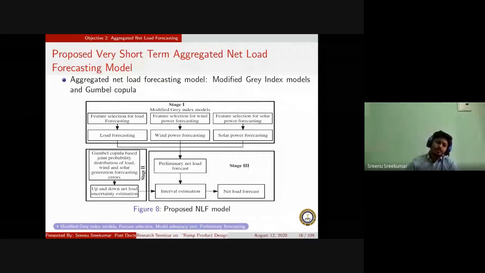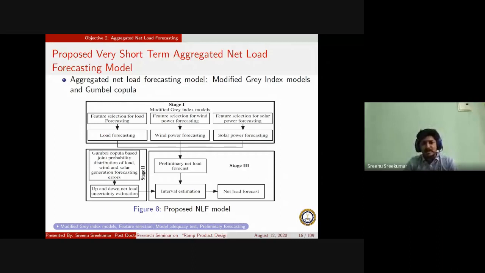In the first stage, it obtains individual load, wind, and solar generation forecasts. In the second stage, it obtains net load uncertainty using the Gumbel Copula based JPD of the load, wind, and solar generation forecasting arrays. In the third stage, it obtains the preliminary net load forecast. After that, it upgrades the preliminary forecast with the estimated net load uncertainty. Finally, it obtains a central point, that is, the final aggregated net load forecast.